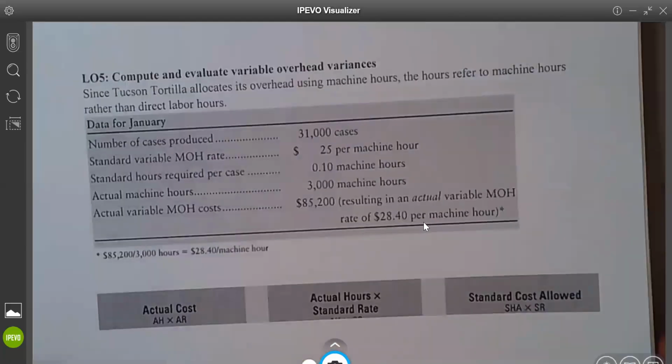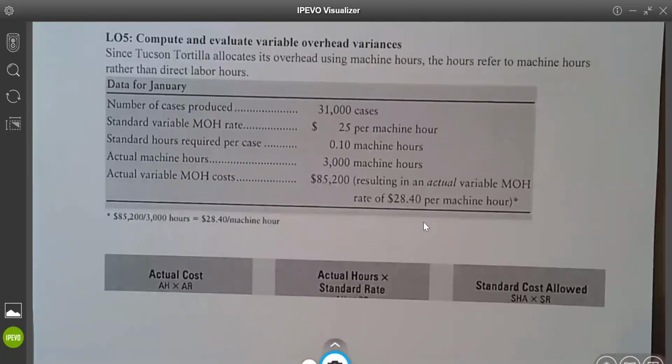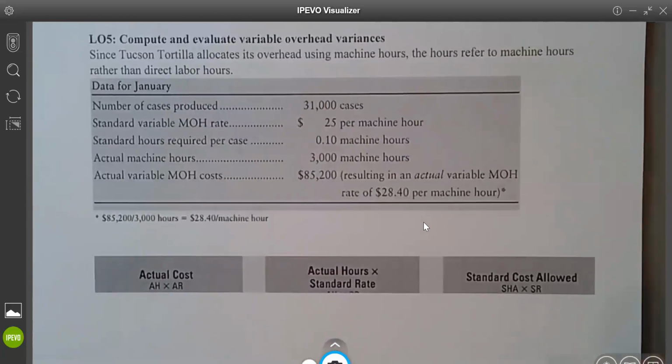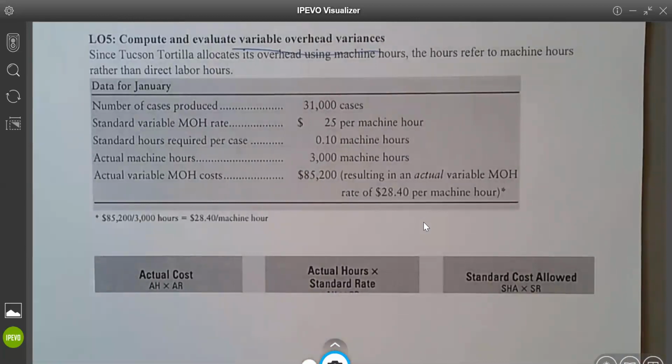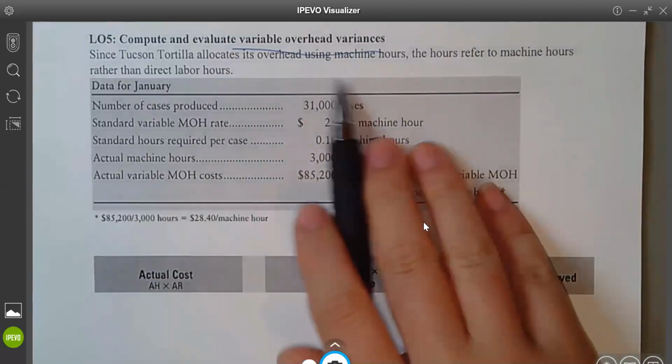Talking about variable manufacturing overhead. Variable manufacturing overhead, okay, variable overhead variance. Similar idea, we still break this down to two parts, and then we figure out what's the reason causing the flexible budget variance for the variable manufacturing overhead. So let's look at this.